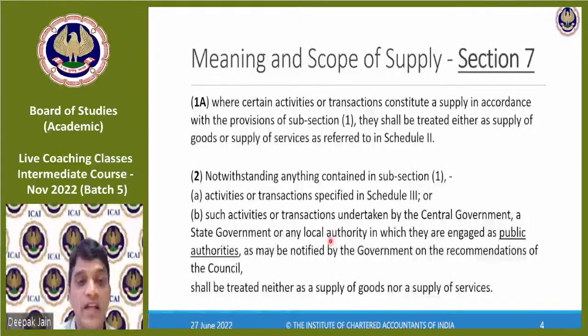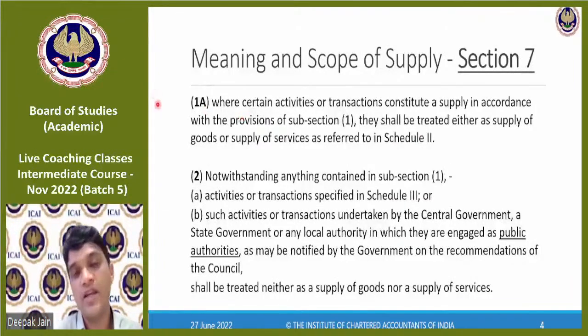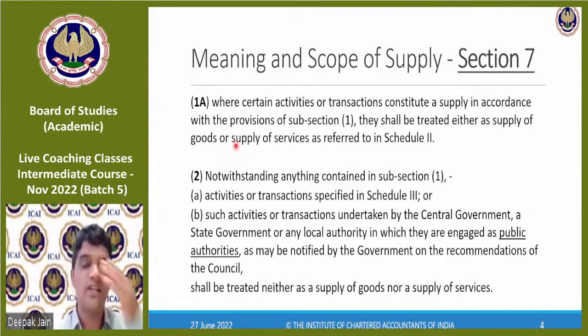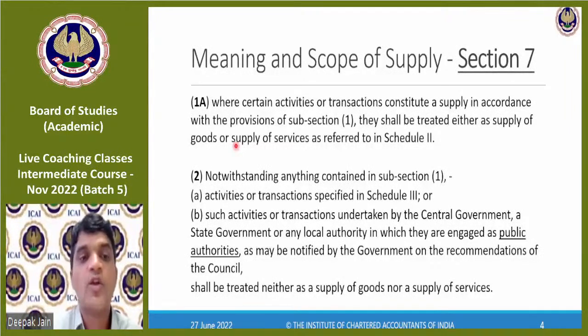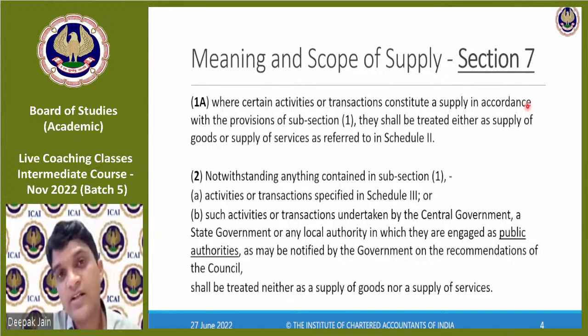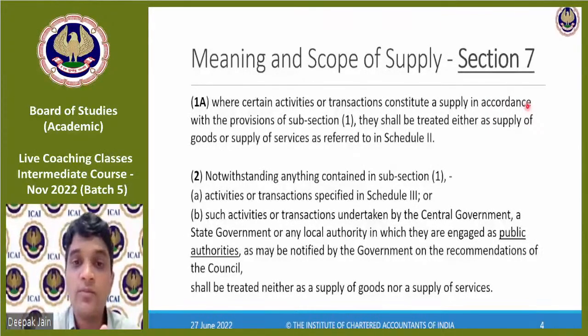Then 7(1)(a), where certain activities or transactions constitute a supply in accordance with the provisions of the subsection, they shall be treated either as a supply of goods or a supply of services as referred to in Schedule 2. Again, 7(1)(a), there's an amendment. So this was already there under 7(1) itself. Then they excluded and brought it over here because they wanted to mention that Schedule 2 is a classification schedule. Now, where certain activities or transactions constitute a supply, once you have treated that it's a supply, now you may have to come to Schedule 2.